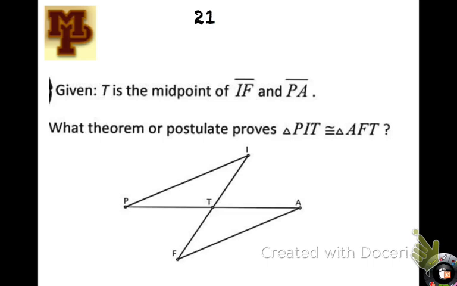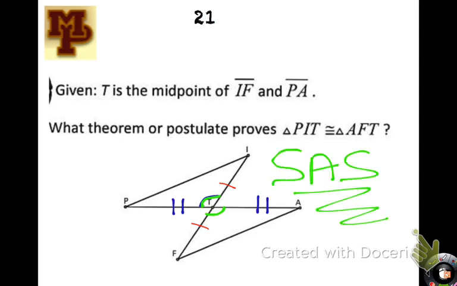Okay, we're trying to see what theorem or postulate would prove that these two triangles are congruent. So we want to kind of mark this up a bit. So T is the midpoint of IF. That means that these two segments would be congruent. And then if it's also the midpoint of PA, that means these two segments are congruent. And then, of course, we would have the vertical angles be congruent. So these would be congruent. And then you can tell that we would have enough to prove these two triangles congruent by side, angle, side.